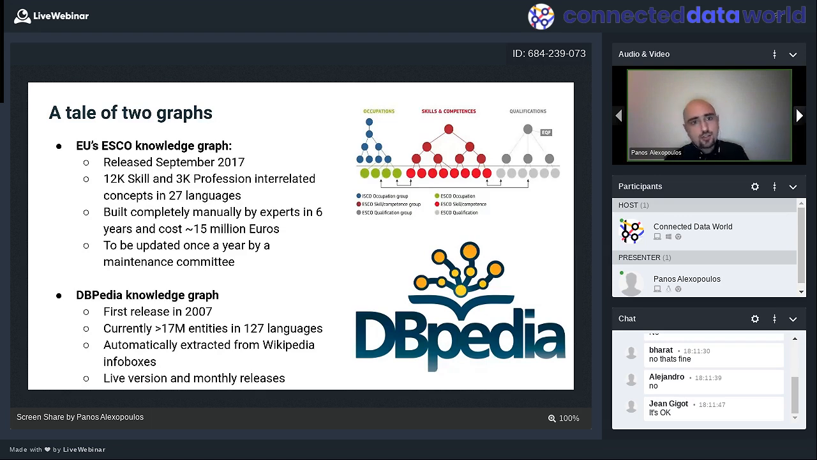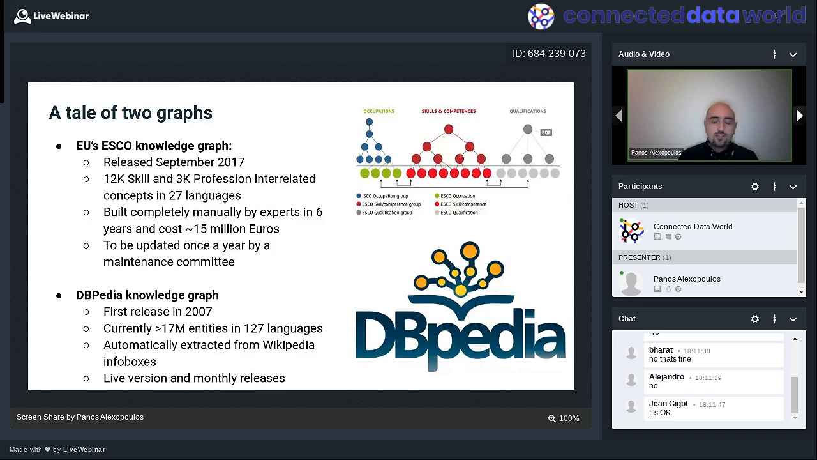And currently, since 2017 when it was released, it is updated around once a year by a maintenance committee, and the updates are relatively small. So we're talking about changing maybe 50 to 100 concepts maximum per year. So it's not a graph that really changes over time.